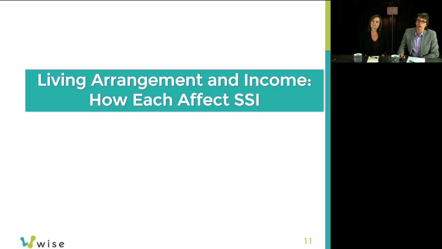Okay, now we're going to talk about living arrangement and income and how each affect SSI. And when we talk about income, we're talking about two different types of income. We're talking about earned income, which comes from a job, and unearned income, which does not come from a job. For example, a cash gift, that would be unearned income. And living arrangement, earned income, and unearned income all affect the SSI benefit.